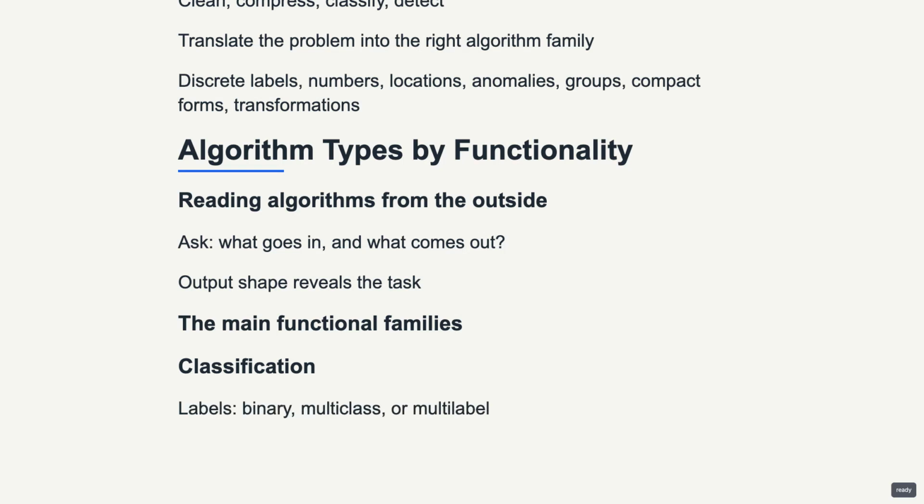Classification produces one label or several labels, depending on the task. The probabilities are useful too, because they show how strongly the model favors one class over the others.